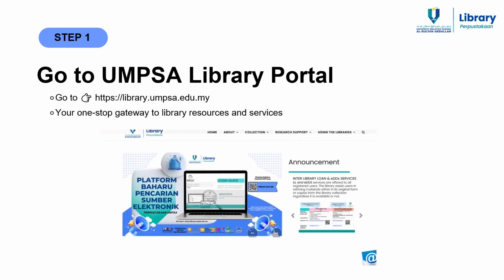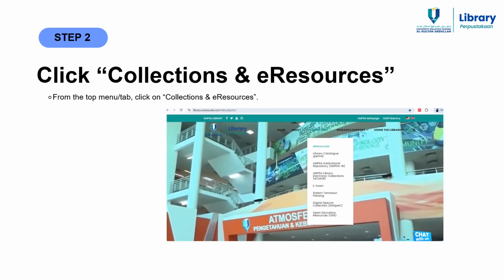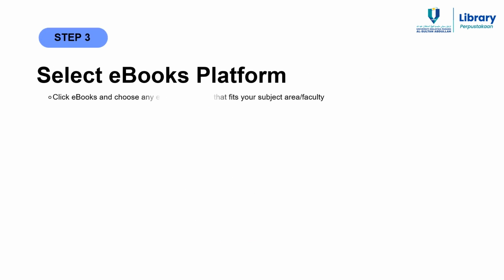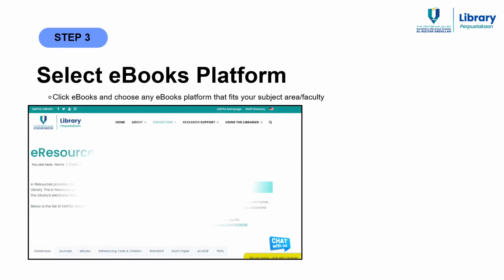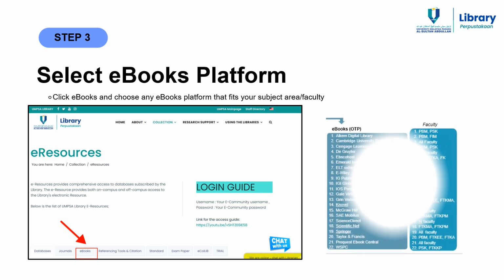Next, from the top menu or tab, go ahead and click on Collections and eResources. Once you click on that, you'll see various options and tools designed to help you find the materials you need efficiently. Now, once you've clicked on eBooks and selected the platform that best fits your subject area or faculty, you're ready for the next step. Selecting the right eBooks platform is crucial because it ensures you have access to relevant and high-quality resources.